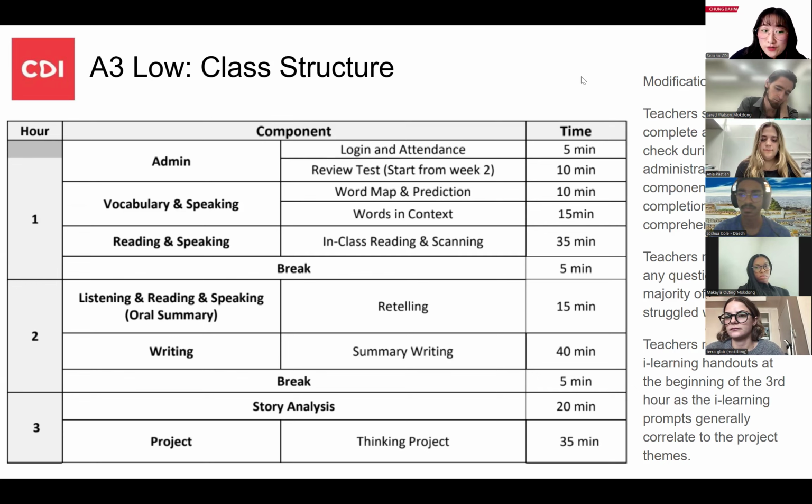If you notice that there are some questions that a lot of students are missing, then you can feel free to go over that in class as well. And also at the beginning of the third hour, teachers need to complete some iLearning handouts, which are correlated to the project itself. So it's pretty seamless as it blends into that third hour. I'll go over that a little bit more later on.